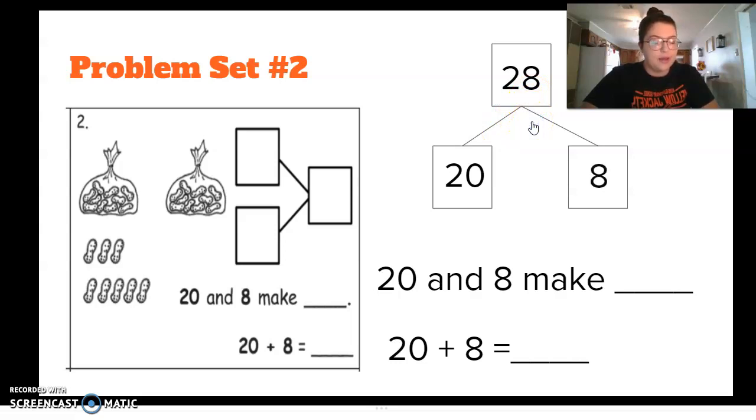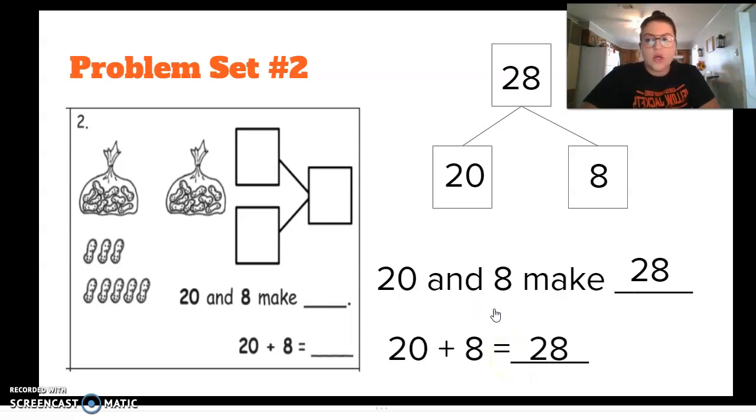Okay, so there's our number bond for this picture. Now it's saying here 20 and 8 make. The way this looks, they're using words, but in reality, it's just an equation sentence like this. 20 plus 8 equals what? 20 and 8 make, what's this number up here? What did we count? 28. And then 20 plus 8 equals what?